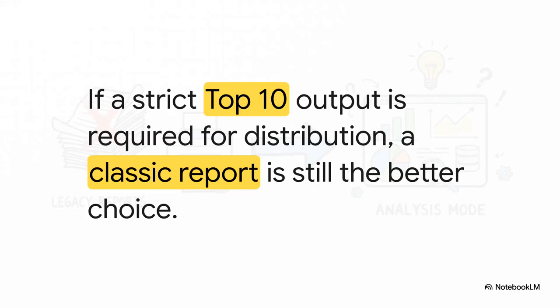Now, let's be totally transparent here. Analysis mode does not have some hard-coded top N setting that's going to strictly limit your output to exactly, say, 10 rows. You're simply sorting and filtering the top rows of a much larger data set. So if your client comes to you with a super strict requirement for a rigid, locked-in top 10 output, maybe they need it for an automated email distribution or some highly specific scheduled task, well then a classic report is still absolutely the better choice. You've got to use the right tool for the job.